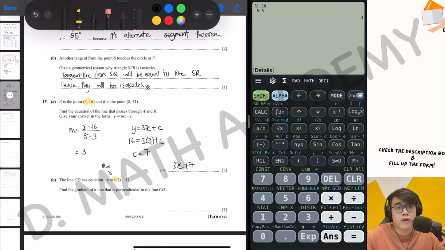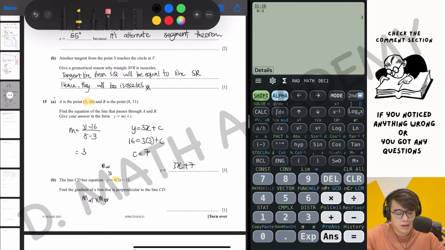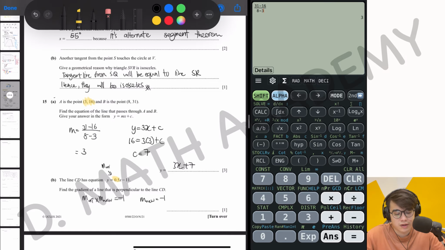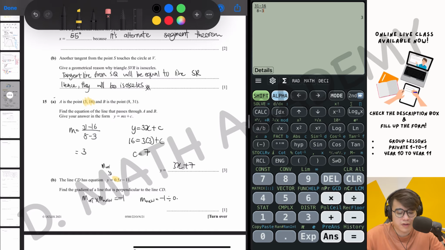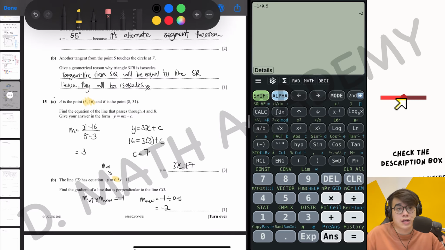So according to the formulas in the lines chapter, we know that m original times m new will become -1. So to get to the result, all you have to do is write m new equals -1 divided by our 0.5 here. You will get your final answer as -2. So that's how you secure your marks for this particular question here.